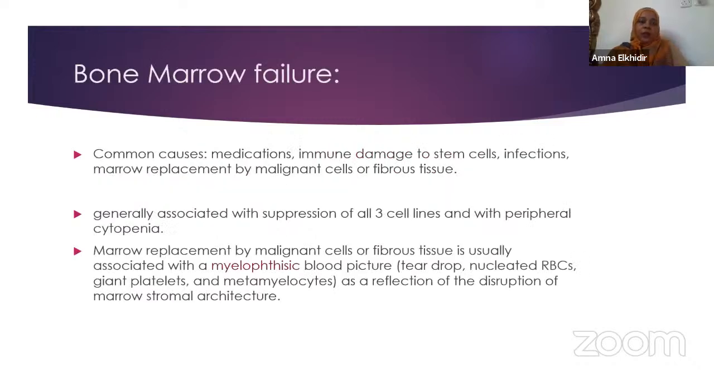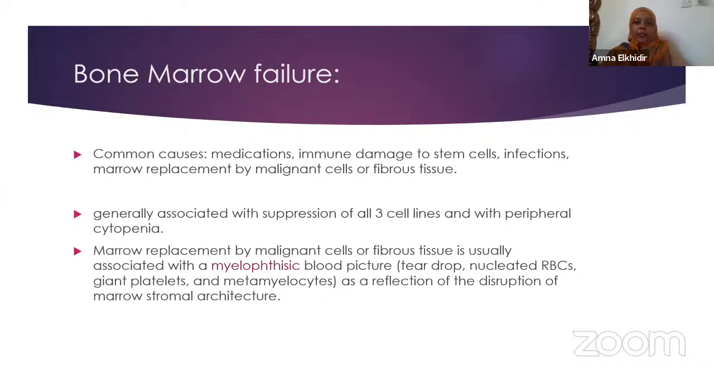Bone marrow failure. Common causes of bone marrow failure are due to medications, for example, chemotherapy, due to immune damage to stem cells, due to infections, some viral infections, due to marrow replacement by malignant cells or fibrous tissue. It's generally associated with suppression of all three cell lines and with peripheral cytopenia.